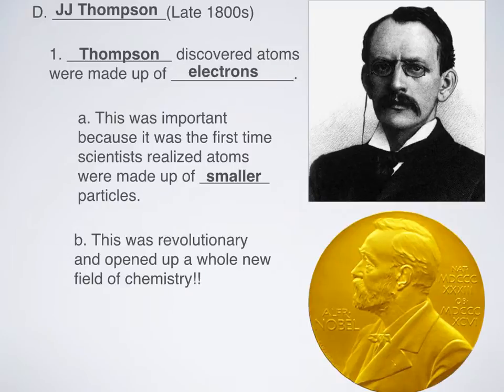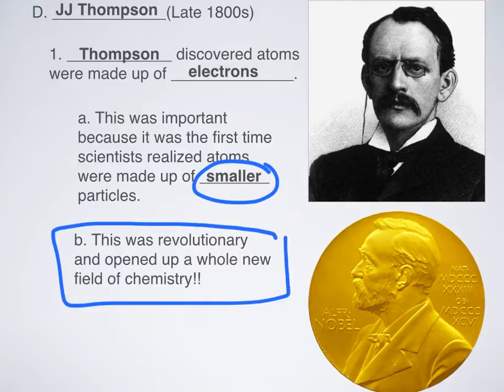Why was this such an important discovery? Well, it was the very first time that scientists realized atoms could actually be made up of smaller things. Remember, Dalton is still using Democritus's idea that atoms are indivisible and can't be broken down into other things. So Thomson is the first person to turn this on its head, and it opened up a whole new field of chemistry. People decided to see if they could split atoms into smaller bits and really see how they worked and what they were made up of.